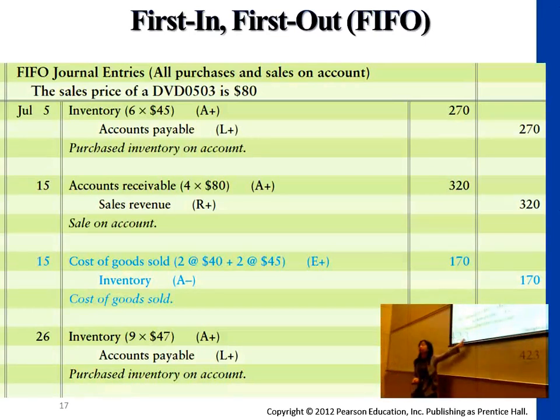Okay, last transaction here, simply another purchase transaction, and we increase inventory and accounts payable: 9 DVD sets at $47. So what we're trying to get to is the bracket here. How do we assign cost of goods sold?